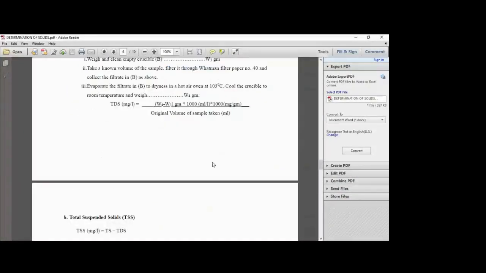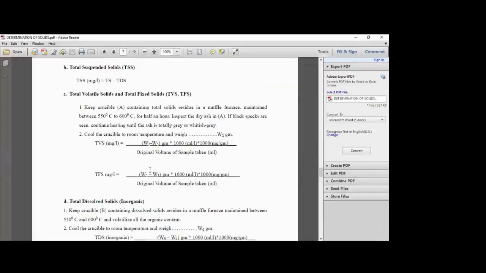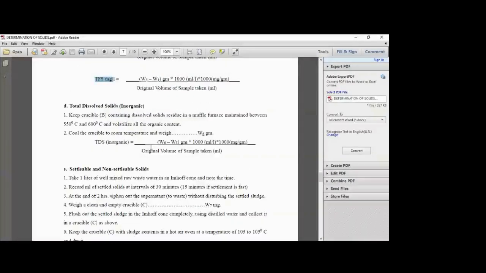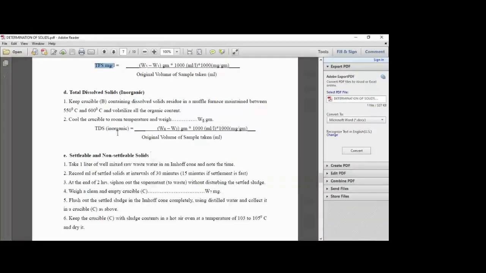So we are going to find out the weight of ash here with this W5 minus W1. The original sample was 100 ml, and this has been done to adjust the unit as mg per liter. So that will give you the total fixed solids, right? So you can even find out particularly what the total dissolved solids inorganic are.